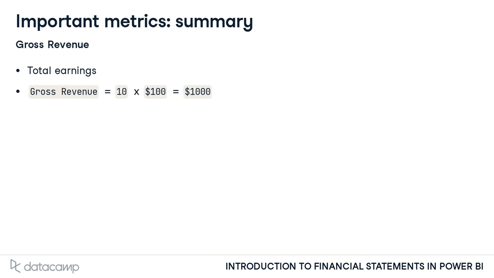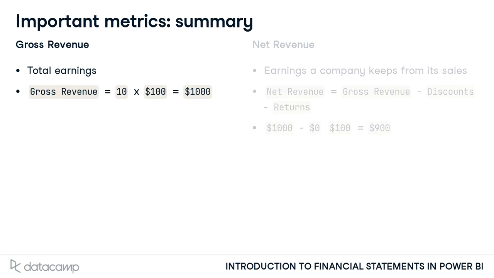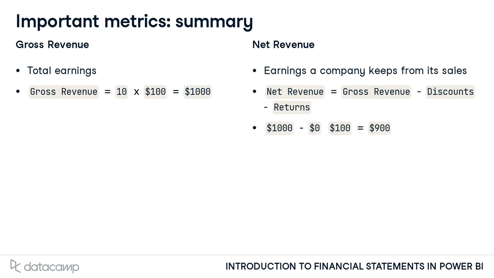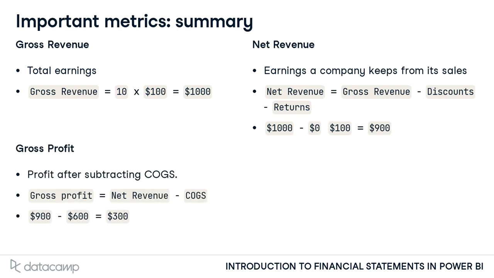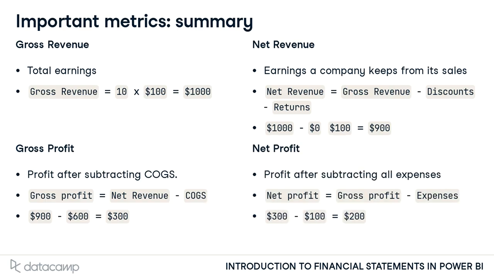In summary, gross revenue is the total earnings a company makes. Net revenue is the gross revenue minus discounts and returns. Gross profit is net revenue minus COGS, and net profit is gross profit minus other expenses.